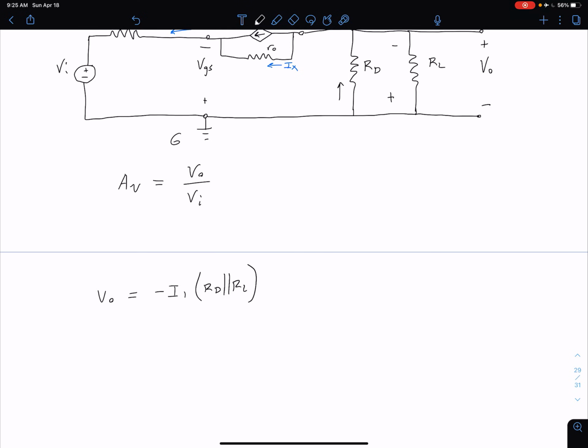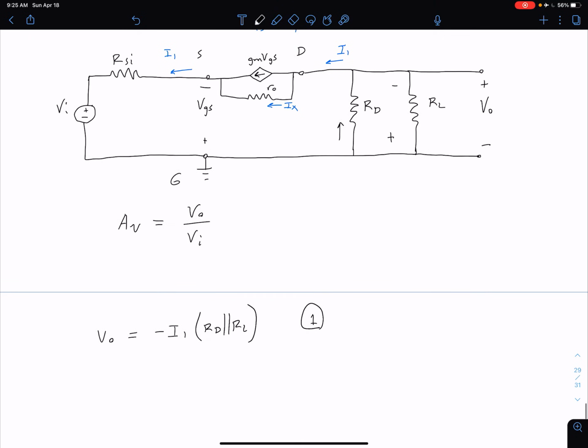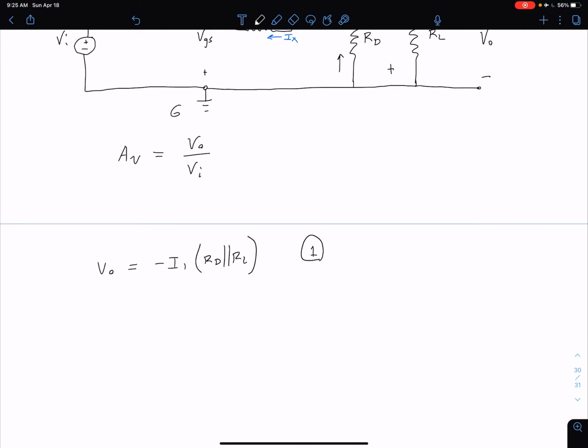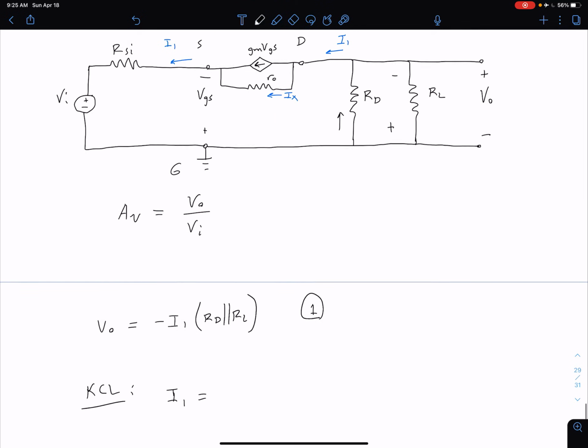Let's call this equation 1, and we can improve this a little bit if we get a more detailed equation for that I1. From KCL, we can say that I1 is going to be equal to the sum of those 2 currents. So we're going to have gm times VGS, and then we're adding to that IX, but I'm going to substitute in and say we know IX is going to be VDS over R0.